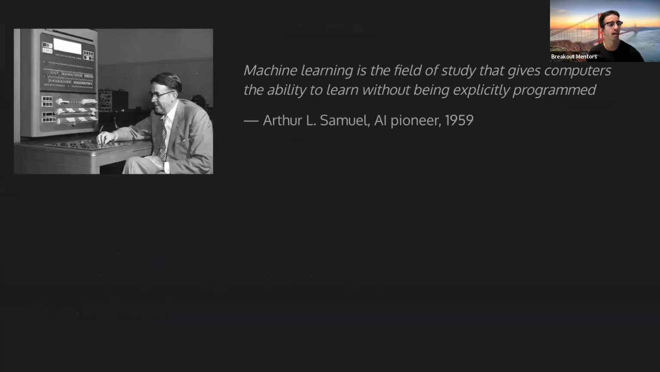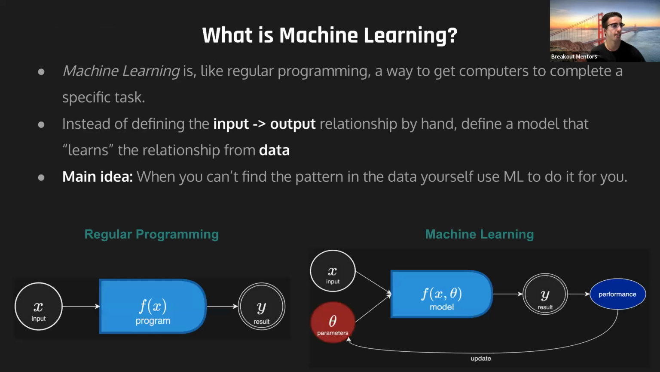And how you can think of it is in traditional programming, we have our input X, our program f of X, and it produces an output Y. In machine learning, we have our input X, then this additional term, parameters, that gets input into a model instead of a program, where it takes in f of X, but also this extra parameter set. That's going to produce our Y, and then we're going to measure it based on some way that we measure our performance. And then we're going to update the parameters over and over again until we get the result we want.